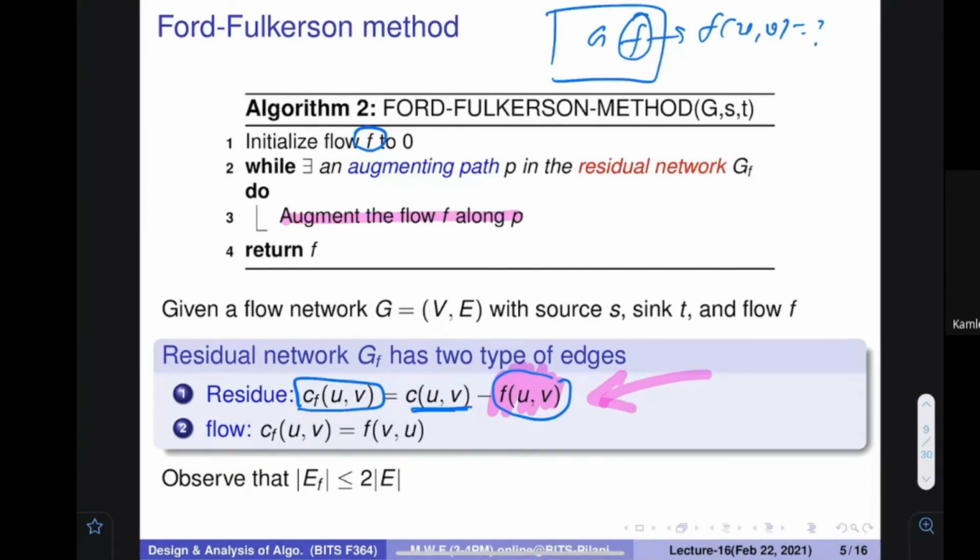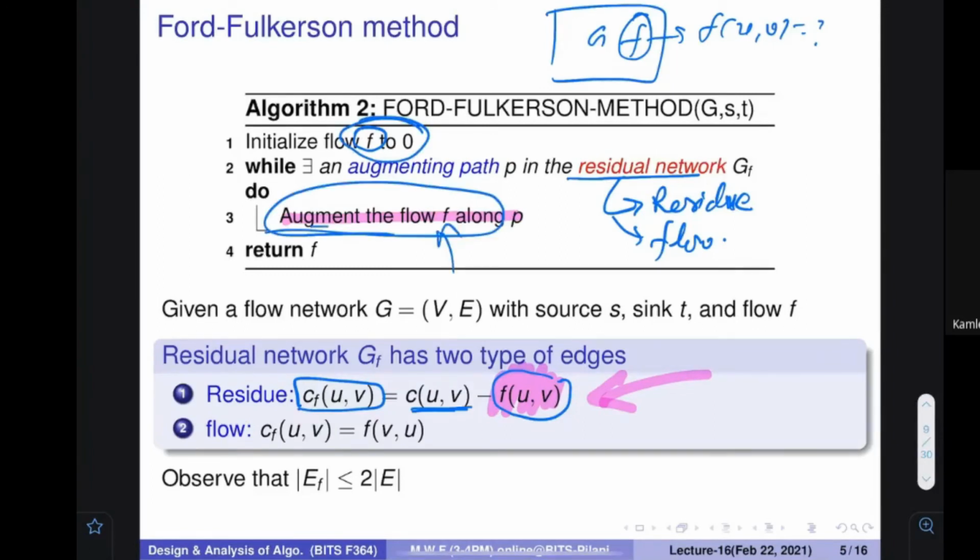So this part is clear. Once again, residual network is going to have two things: residue, number one, and second thing is flow. And what is this flow? Initially the flow is 0, but when we are going to augment it, because of this augmentation, this value is going to be given to that.